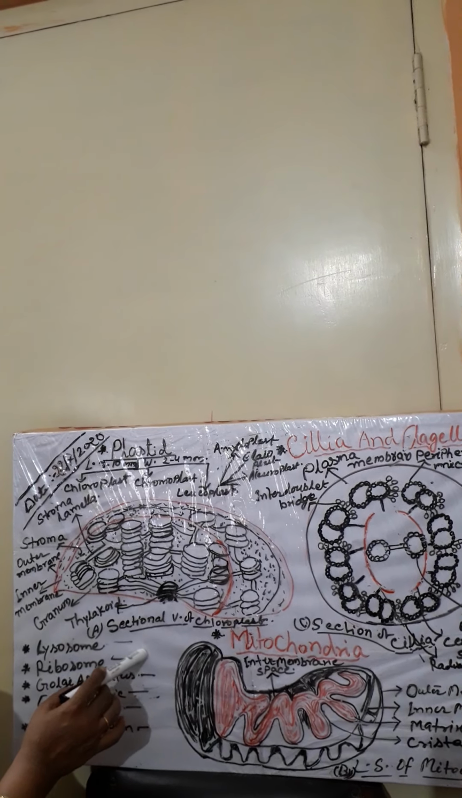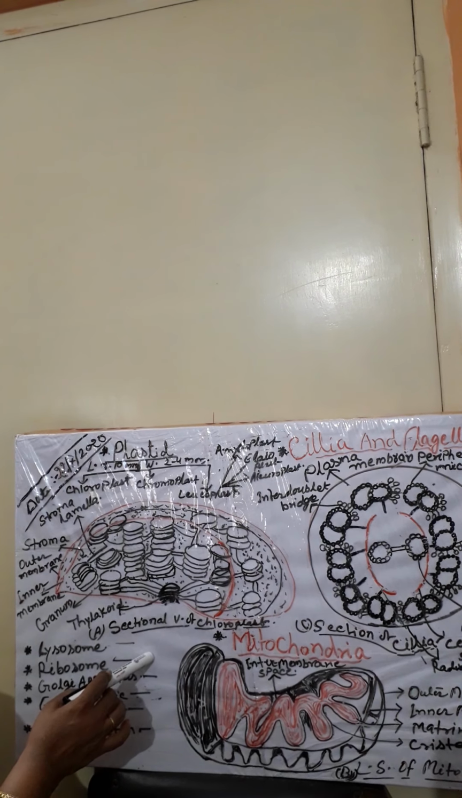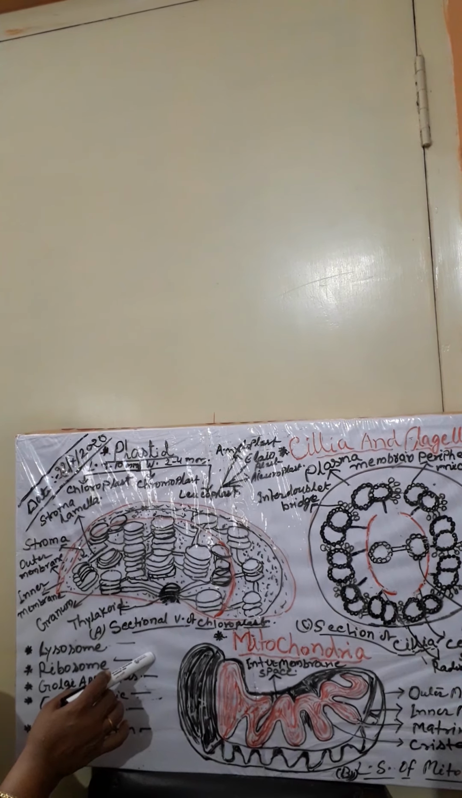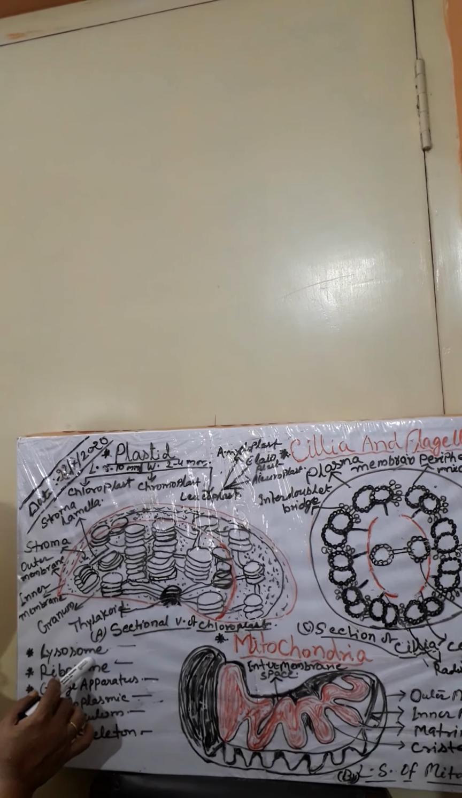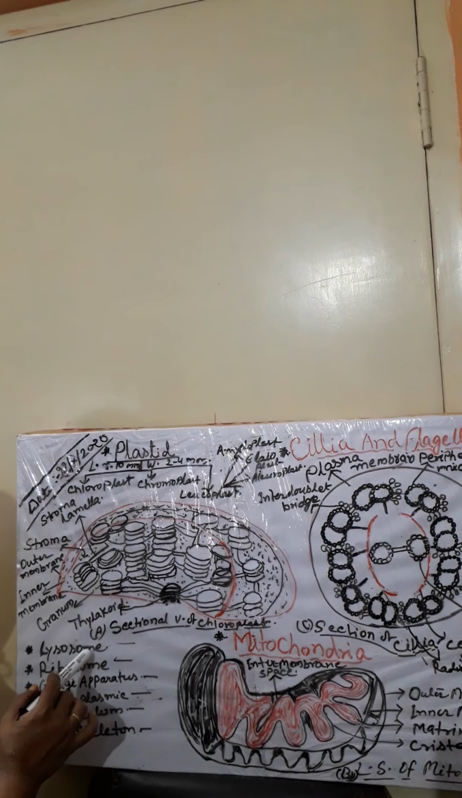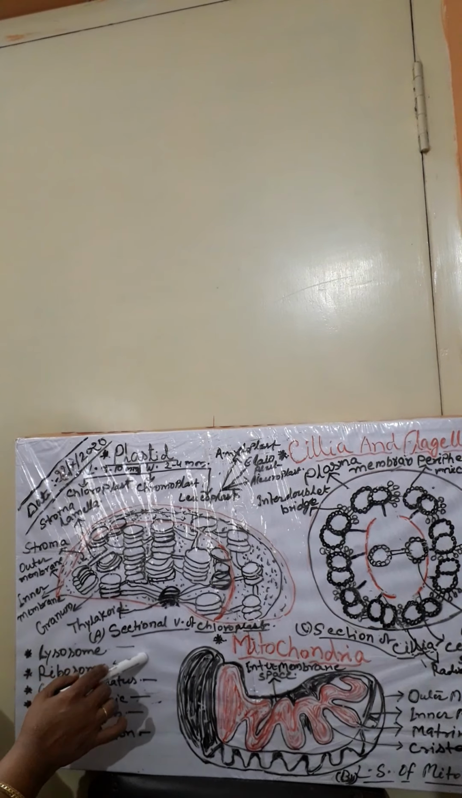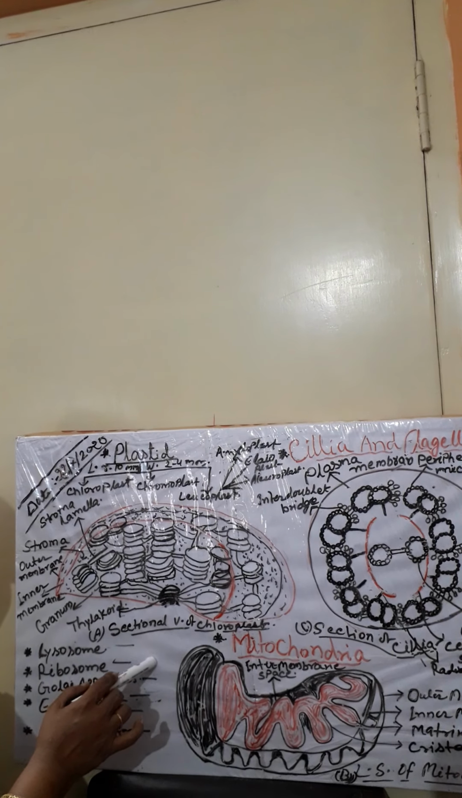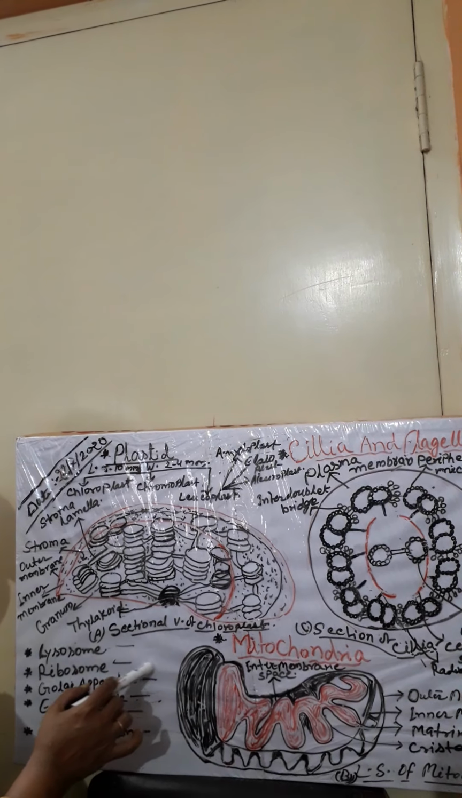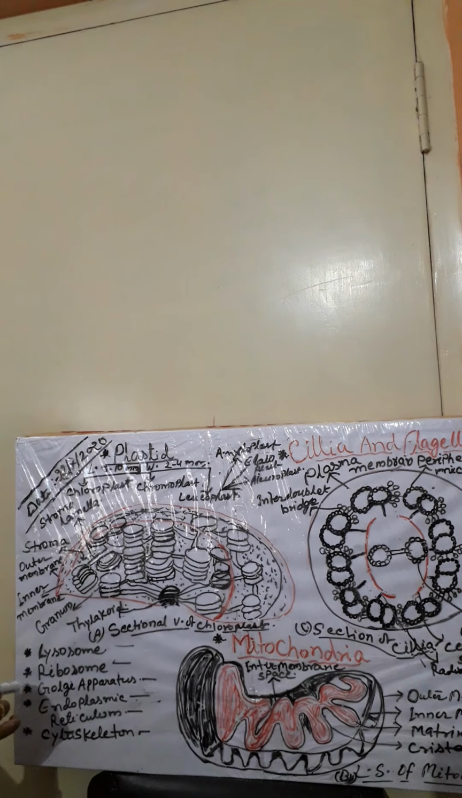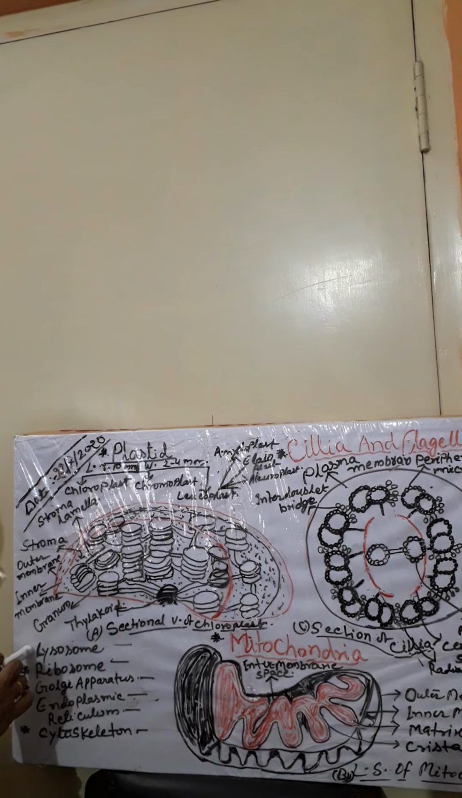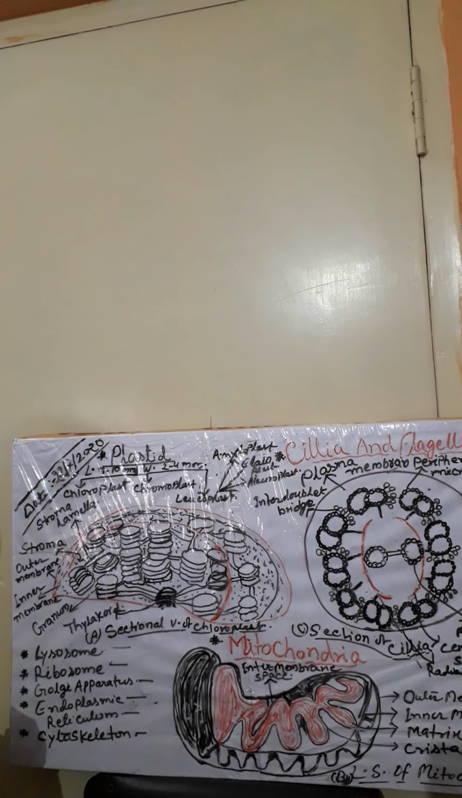So both 70S and 80S ribosomes are composed of two subunits. Ribosomes are present in the cell as 70S as well as 80S. So students, these are the structures of the cell organelles.